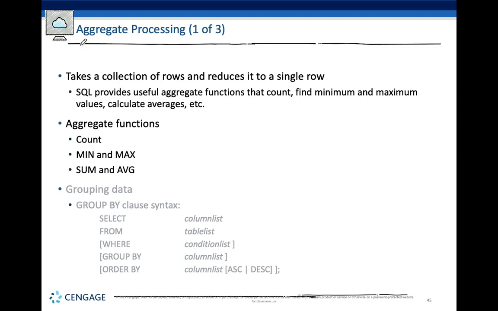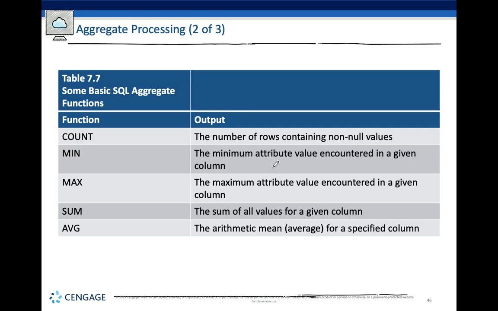Now, there are also aggregate functions in SQL. So you can do things like count the number of rows that meet a certain criteria, calculate the minimum, maximum, sum, and average of a particular column. Let's take a look at a few examples. So here, this table is showing you the different functions. So we have count, minimum, maximum, sum, and average.